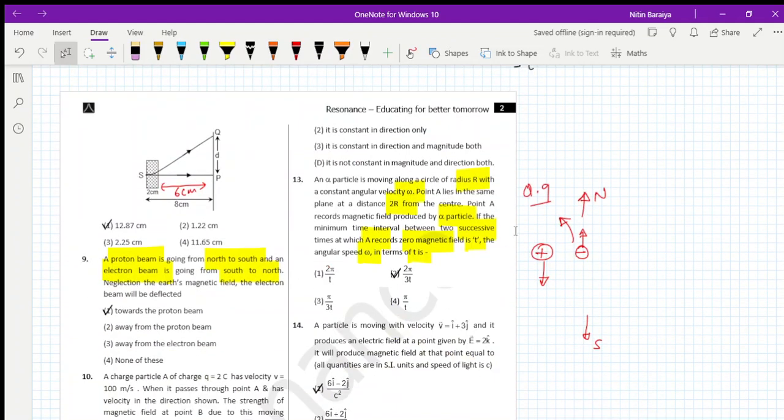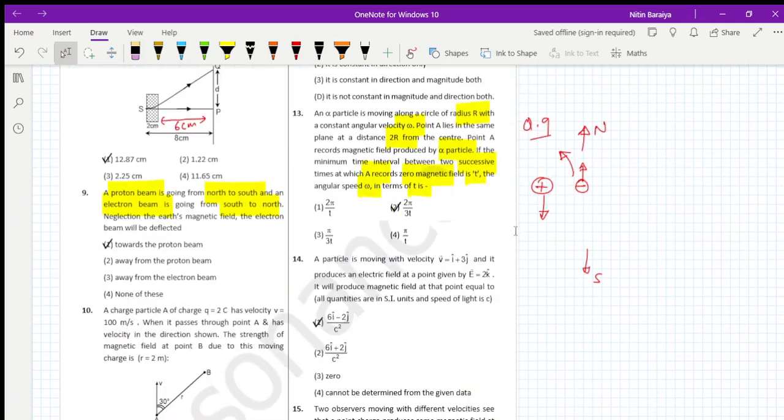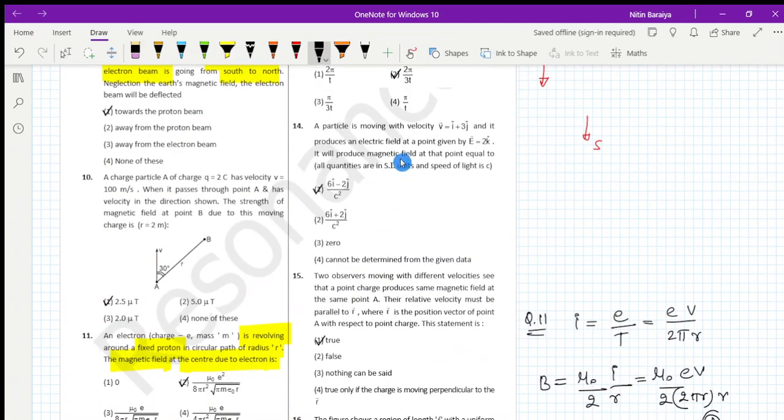Now let's do question number 15. What is it? Sir, could you explain 14 also? 14 also. A particle is moving with velocity i cap plus 3j cap and it produces an electric field at a point E vector equal to 2k cap. It produces magnetic field at that point equal to.